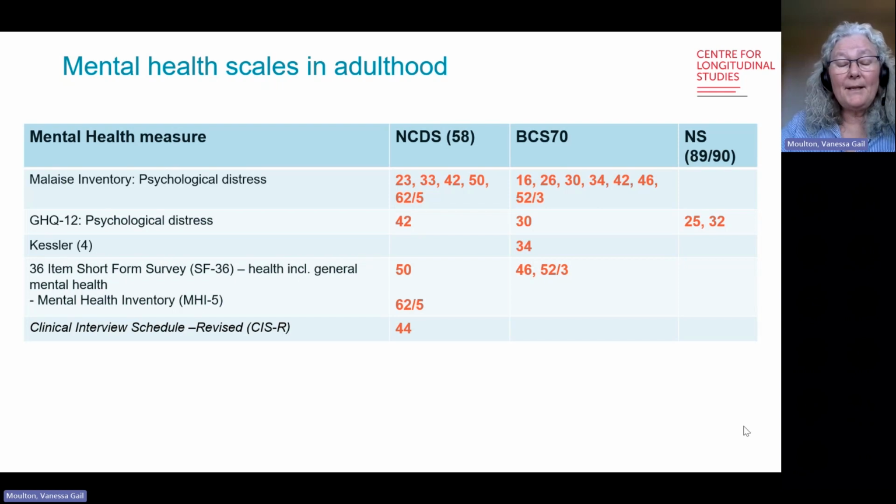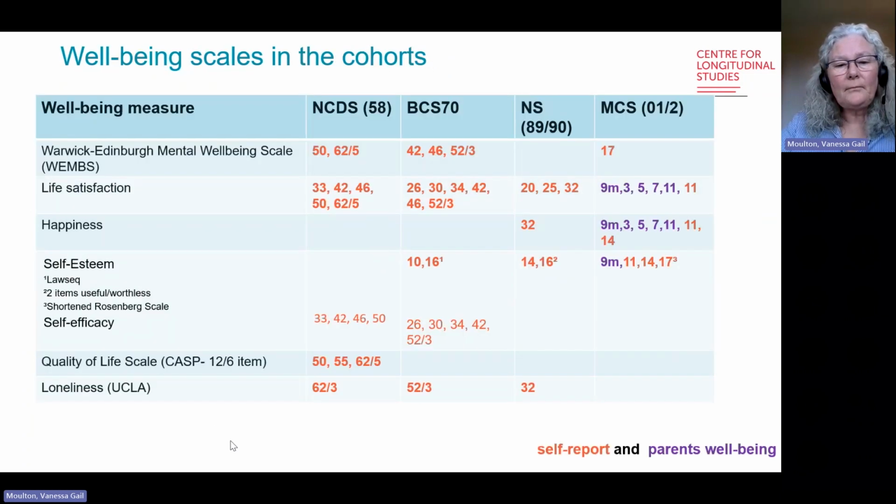The NCDS and BCS 70 and next steps have administered the GHQ-12 in adulthood, and also the SF-36 was measured in midlife in the NCDS and BCS 70, which includes a general mental health measure. And in addition, during the biomedical sweep of the NCDS at age 44 to 55, there's a clinical interview schedule which assesses minor psychiatric disorder in the community. There are also measures of well-being.